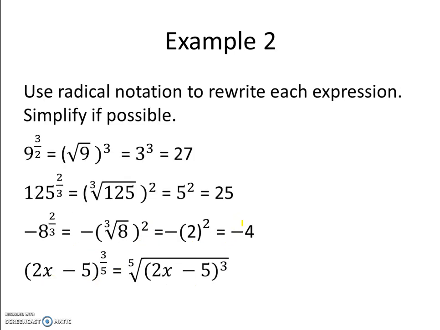On example 2, we're using radical notation to rewrite each expression and to simplify if possible. The first one is 9 to the 3/2. We know that anything to the half is a square root, so we have the square root of 9, and the top number means that it is cubed. We know the square root of 9 is 3, so we have 3 cubed, which is 3 times 3 times 3, which is 27.